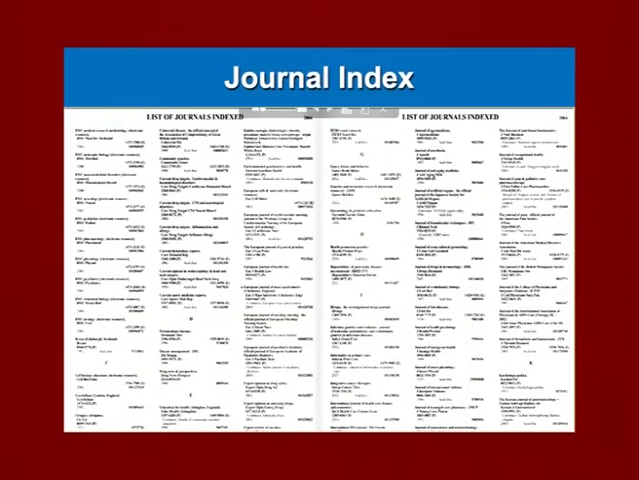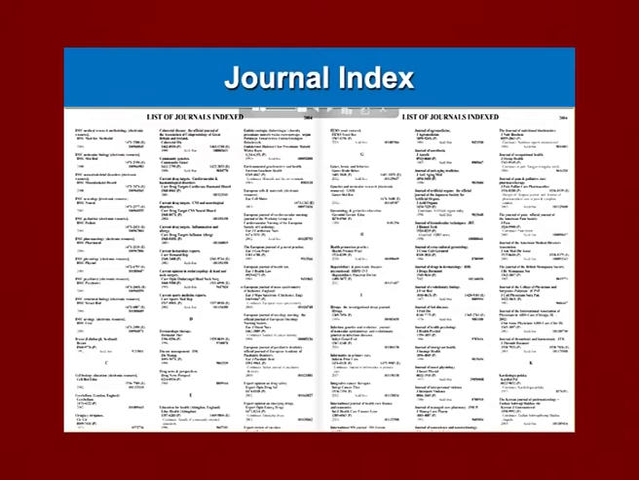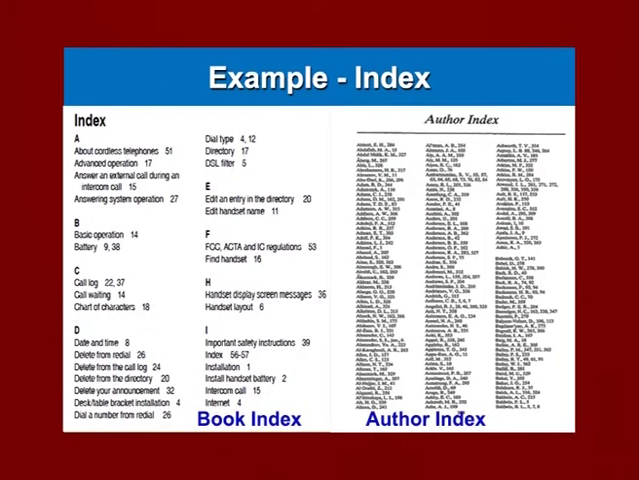As you can see, there are several journals listed here with certain keywords and with certain numbers attached to it. Now this way an index journal can cover many thousands of databases which a database of primary periodicals cannot cover. This is an example of a book index and author index as well.